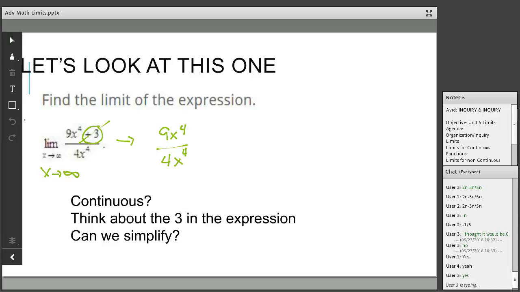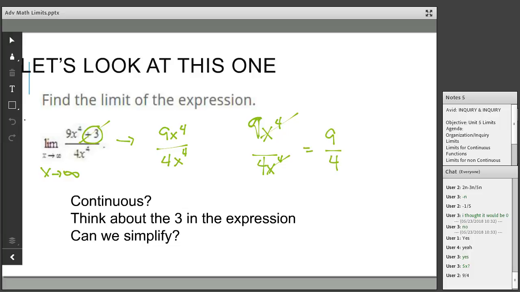Right. So what is our answer after we've simplified this? So it's going to be 9x to the fourth divided by 4x to the fourth. These x to the fourth, they're going to cancel out, right? And we're going to end up with 9 over 4, as our limit of that function as x approaches infinity.